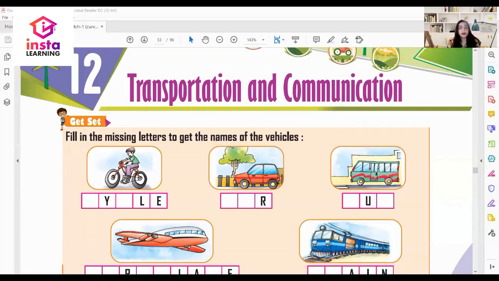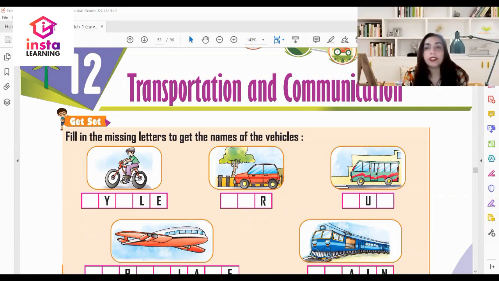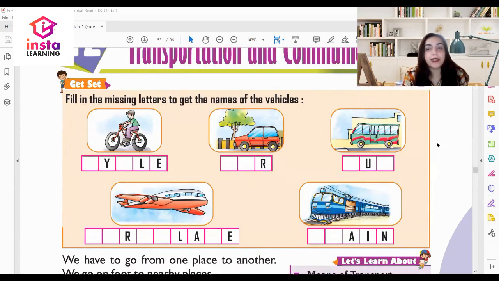Class 1, today we are going to start with chapter number 12. You can all open your books to chapter number 12, the name of which is Transportation and Communication. Children, what do we mean by the term transportation and communication? Transportation talks about things which allow us to move from one place to another. Communication talks about how we talk or convey messages from one person to another. So let us begin with our activity.